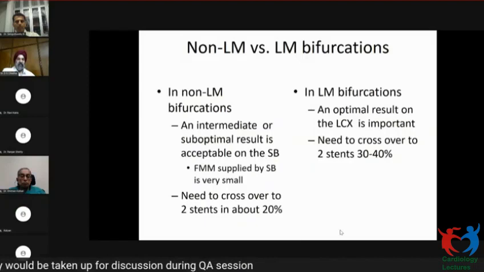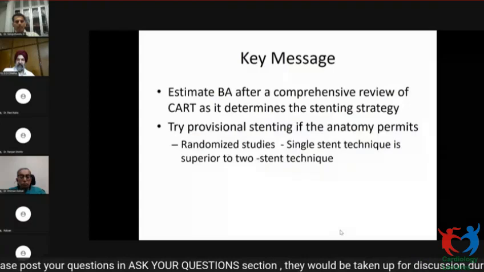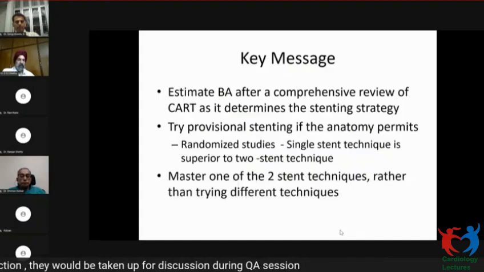Well, to summarize, the key messages which I have to give are that you must review your angiogram. You must try the provisional strategy if the anatomy permits, because this is a strategy which is associated with very good outcomes.